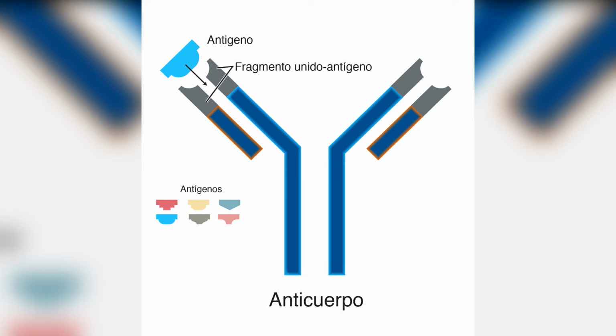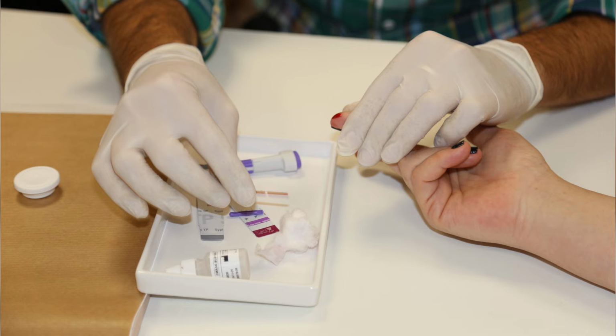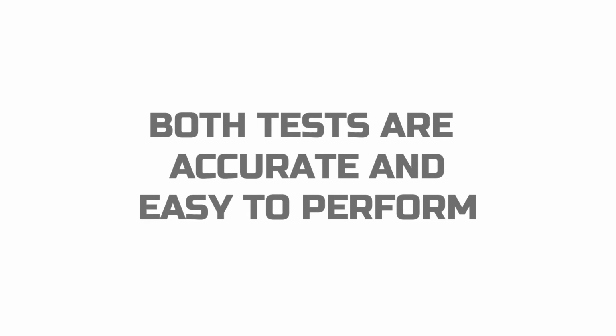Another test looks for antigens, which are proteins produced by the virus, and antibodies. This test can detect HIV just a few days after infection. Both tests are accurate and easy to perform.